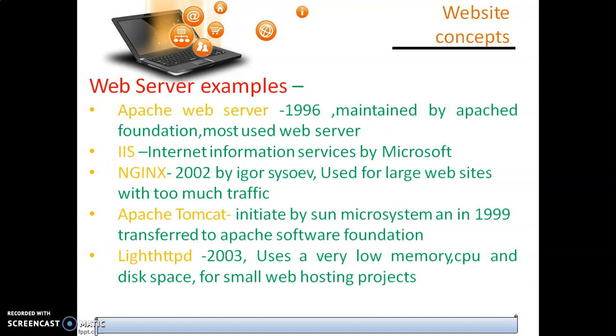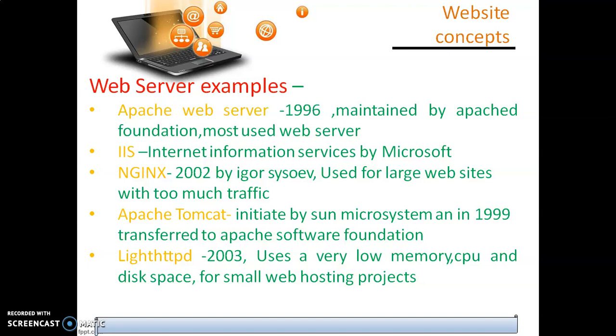Now there are various examples of web servers. Apache web server, which is very highly known. It was developed in 1996, maintained by the Apache Foundation. It is the most used web server today. IIS, Internet Information Services, was developed by Microsoft. NGINX, 2002, by Igor Sysoev, used for large websites with too much traffic. Apache Tomcat is used for developing many websites. Initiated by Sun Microsystems in 1999, transferred to the Apache Software Foundation.